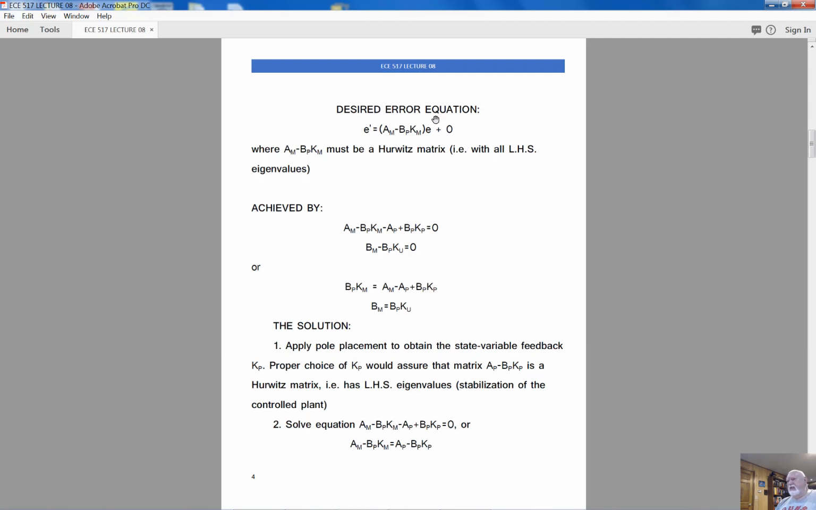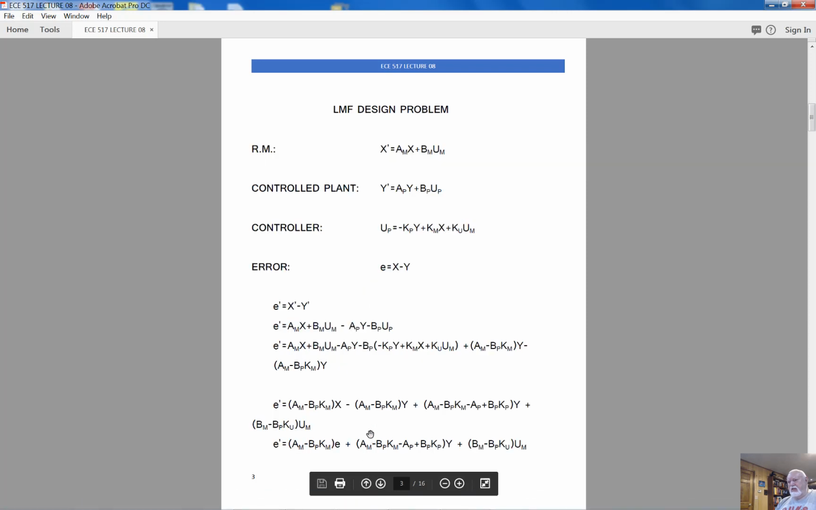How to create this equation, how to achieve this condition? Take a look at the previous result. This is expression for the error. Well, I guess if this part of the equation is 0, and if eigenvalues of AM minus BPKM are properly chosen, the error, the difference between the reference model and the control system, will be approaching 0. And this is what we want to happen.